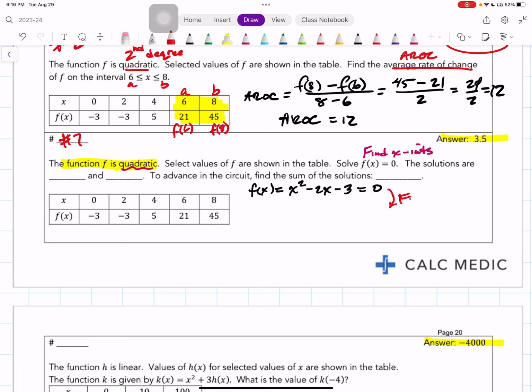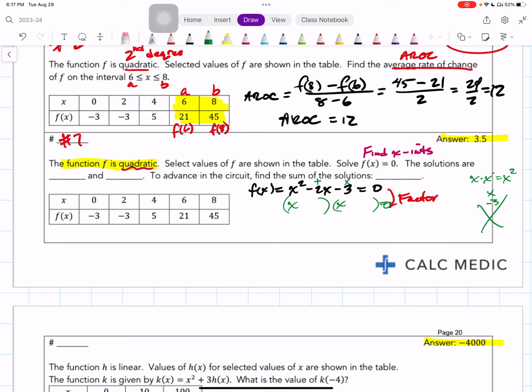So I would suggest let's try factoring first. We're going to factor this into two binomials, and then we're going to set this equal to 0 and solve it. I know that x times x is x squared. Okay, now we need factors of negative 3 that multiply to negative 3 and that add to this middle term.